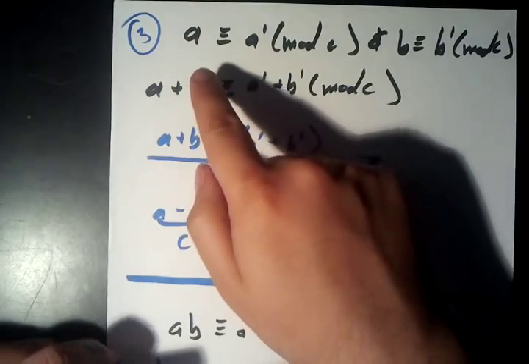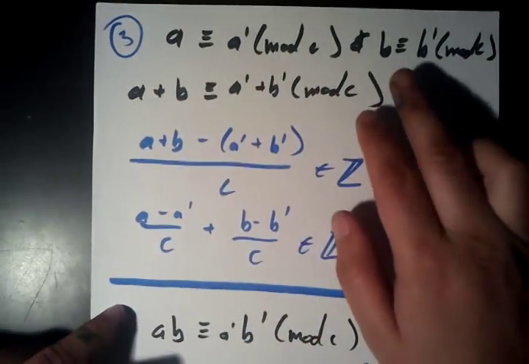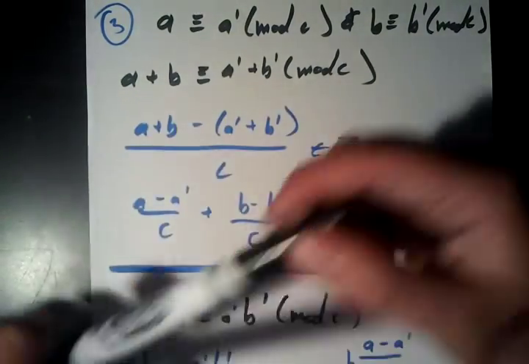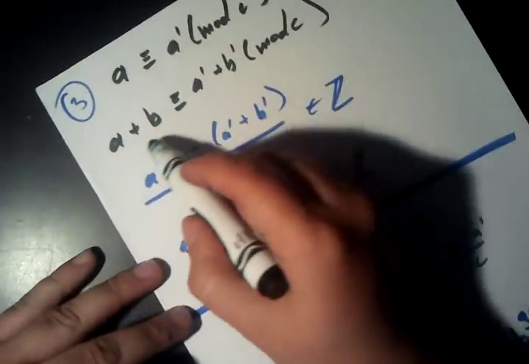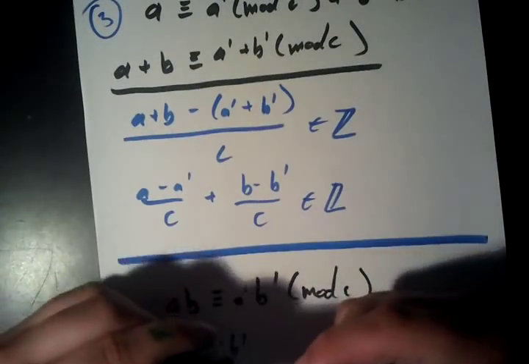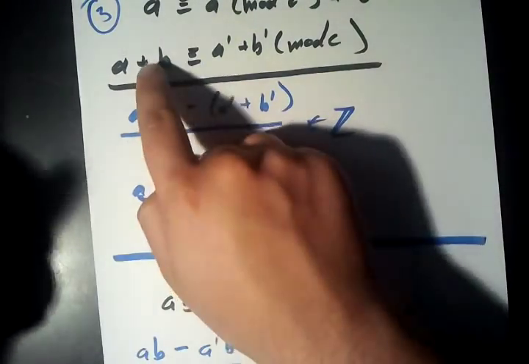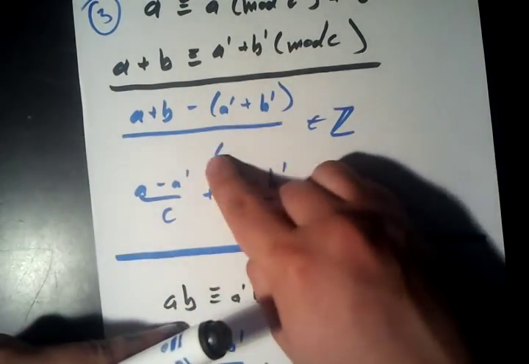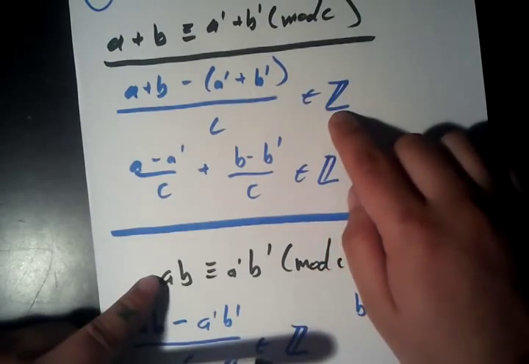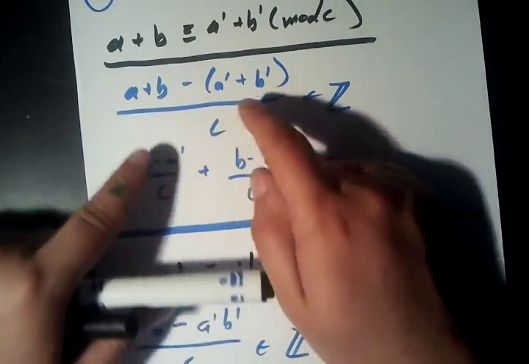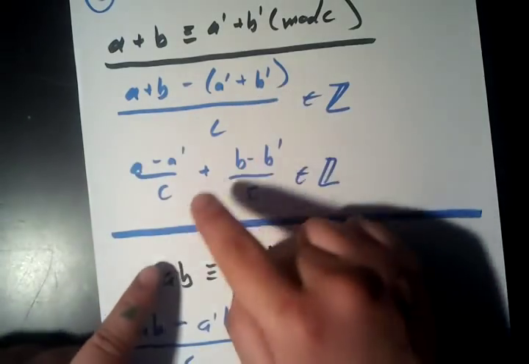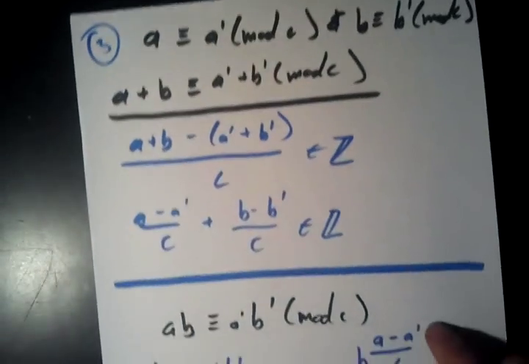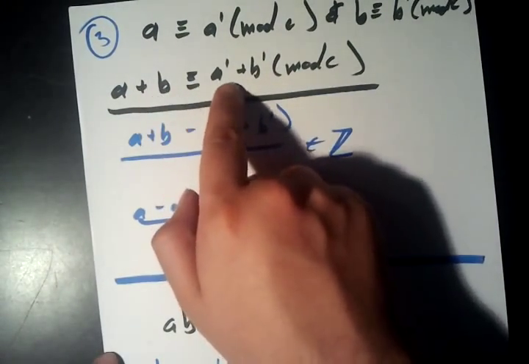These are a few other properties of congruences. If A is congruent to A prime mod C and B is congruent to B prime mod C, then the first one we have is that A plus B is congruent to A prime plus B prime mod C. To prove that, we just take this statement and subtract. So A plus B minus A prime plus B prime, divided by C, is an element of the integers. And we just break this up. We group the A and the A prime and the B and the B prime, and we get these. These we know are integers because of these two statements up here. And this works if you put a minus in between here as well.